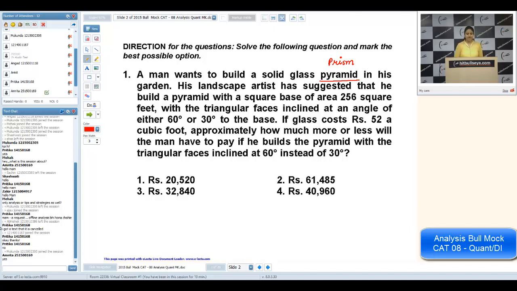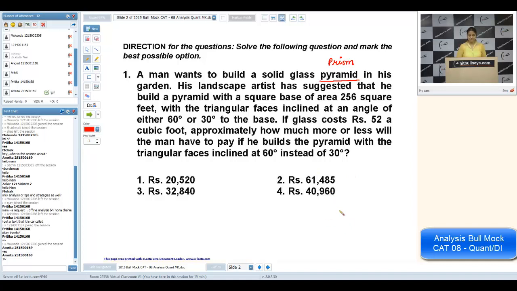Okay, let us see, Amrita. It says, a man wants to build a solid glass pyramid in his garden. His landscape artist has suggested that he build a pyramid with a square base of area 256 square feet. Since the square base has the area 256 square feet, and we know the square area formula, that is side square, we can conclude that the side of that square must be 16, with the triangular faces inclined at an angle of either 60 degree or 30 degree to the base. If glass costs ₹52 a cubic foot, approximately how much more or less will the man have to pay if he builds the pyramid with the triangular faces inclined at 60 degree instead of 30 degree?